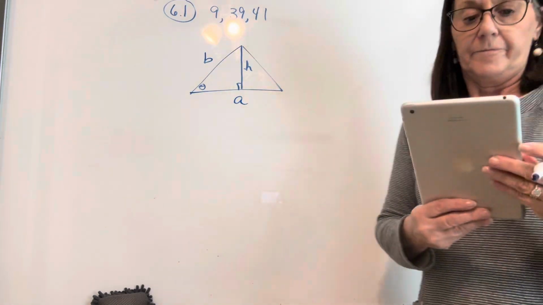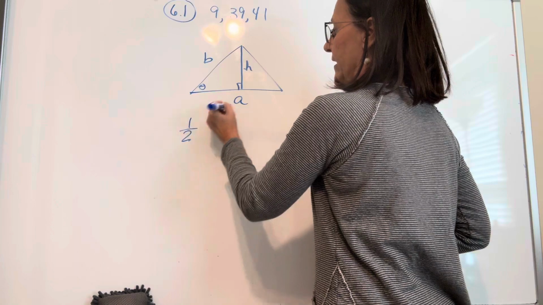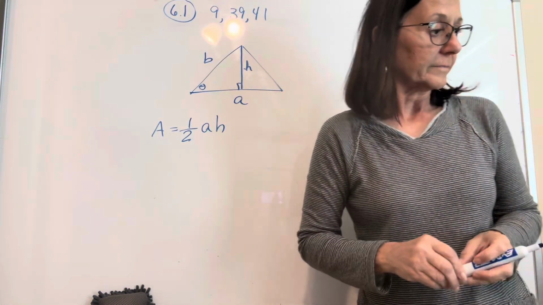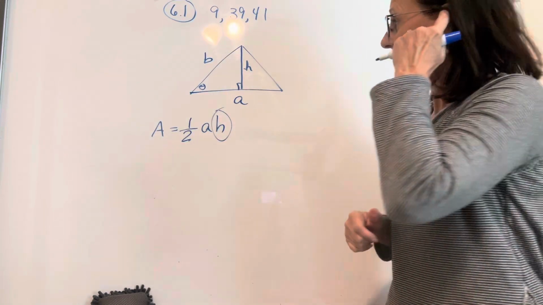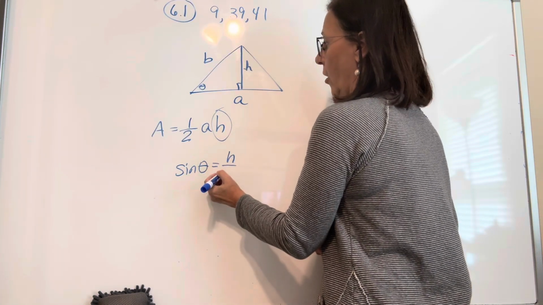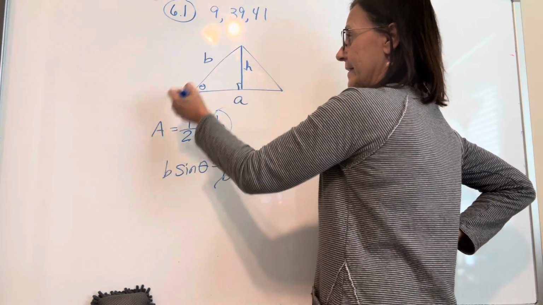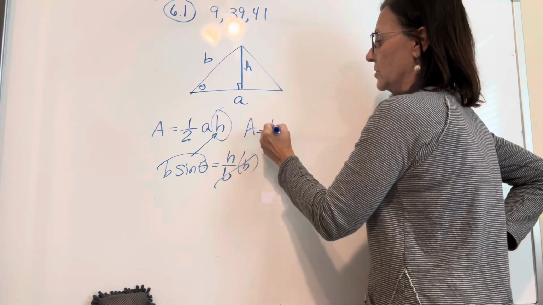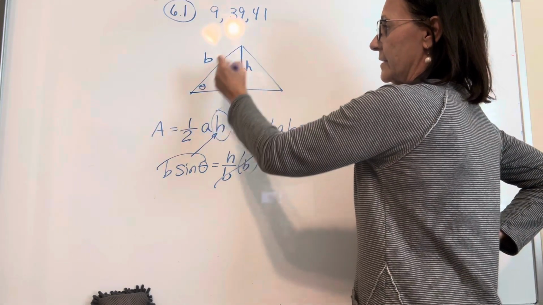All right, if we look at the area of the big triangle, the whole triangle, it would be 1/2 base times height. But can I get the height in terms of B? Well, I can, because the sine of that angle, since we now have a right triangle, is equal to the opposite over the hypotenuse. If I multiply both sides by B, then the height equals B, that leg, times the sine of that angle. So I can substitute that in for H, and the area equals 1/2 A, which is the base, times B, which is the leg, times the sine of theta, which is the consecutive angle between A and B.